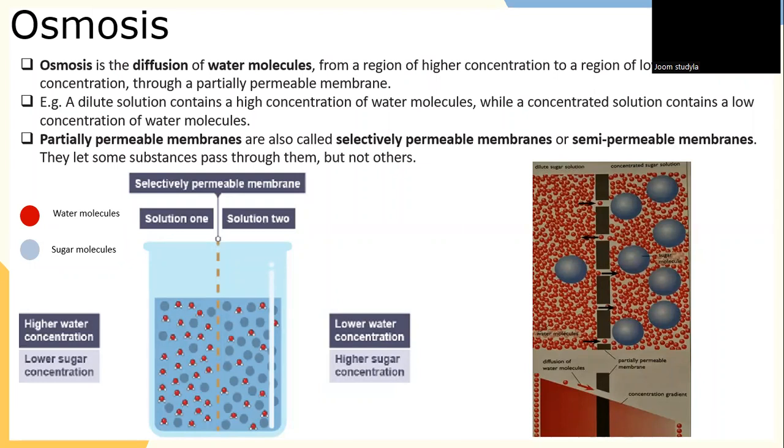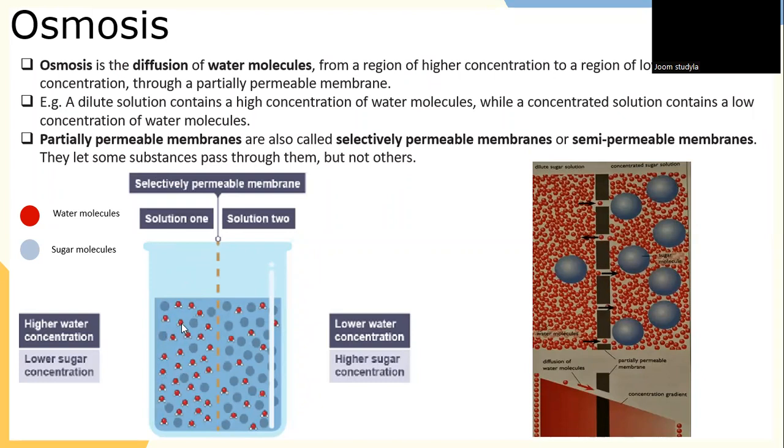What is osmosis? Osmosis is the diffusion of water molecules from a region of high concentration to a region of lower concentration through a partially permeable membrane. A dilute solution contains a high concentration of water molecules, while a concentrated solution contains a low concentration of water molecules. Partially permeable membranes are also called selectively permeable membranes or semi-permeable membranes. They let some substances pass through them, but not others.